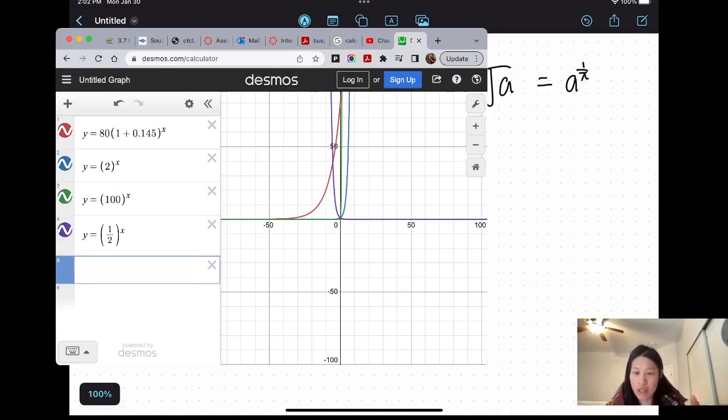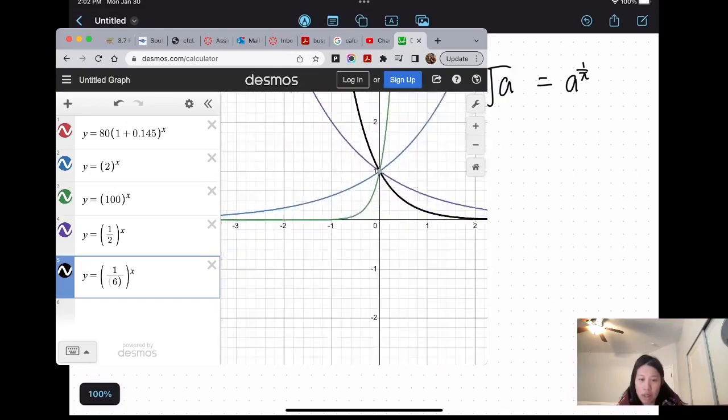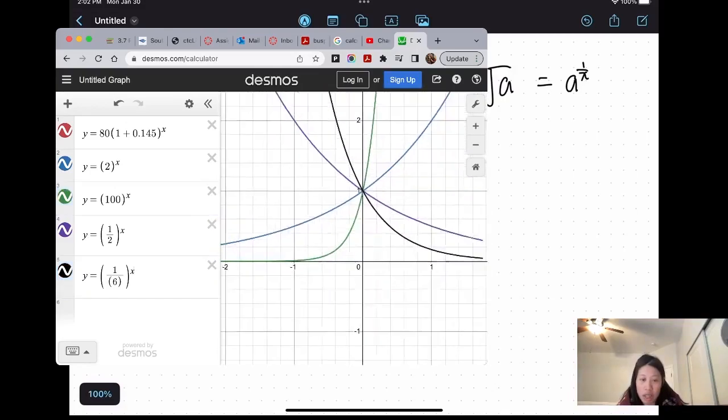So now let's try another fractional number. What if y equals 1/6, a fraction less than 1, to the x power? Okay, it's going to be the black line. As you can see, it's also going down.